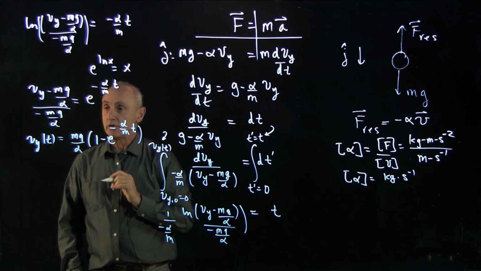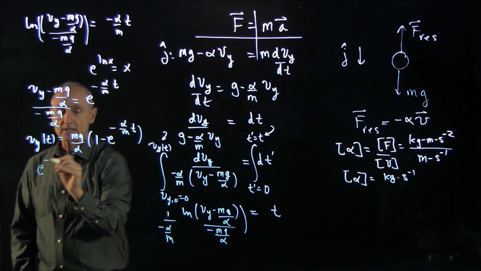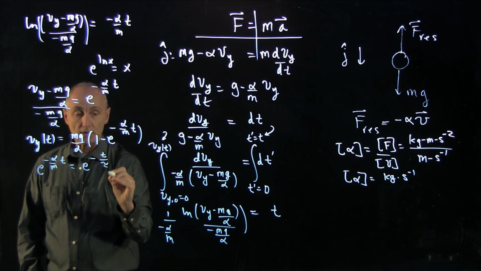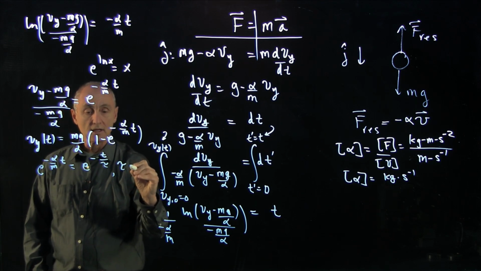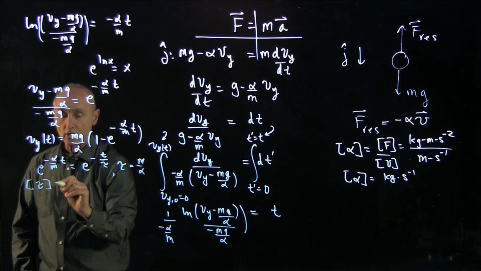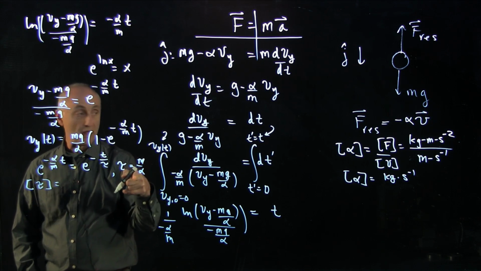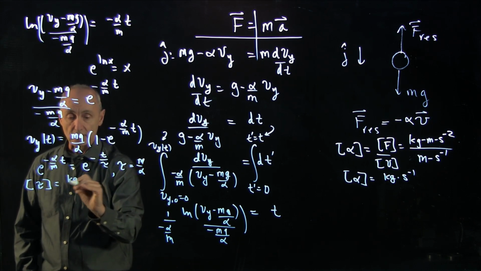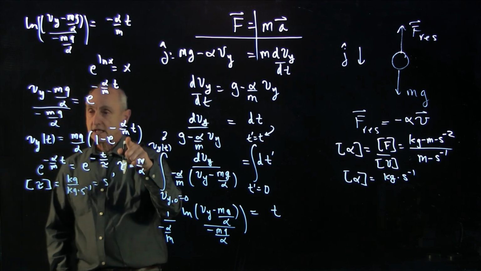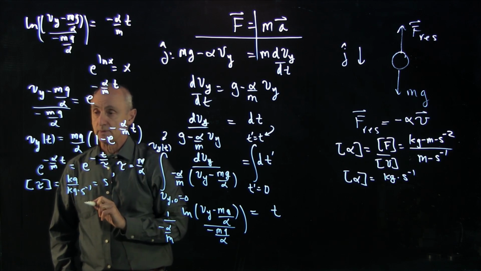Now, there's a few interesting things here that we want to look at. Suppose we define this exponential, e to the minus alpha over m t, as equal to e to the minus t over tau, where tau is m over alpha. When we look at the units of tau, it has the units of mass, which is kilograms, over the units of alpha, which we worked out before. So we have kilograms over kilograms per second. That gives us units of seconds. And that's what we expect because t, seconds over seconds, gives us a dimensionless quantity for the exponential.